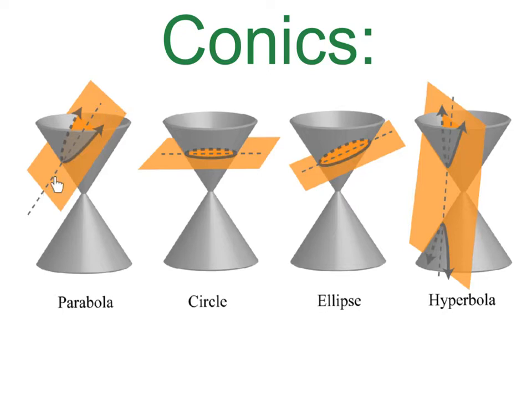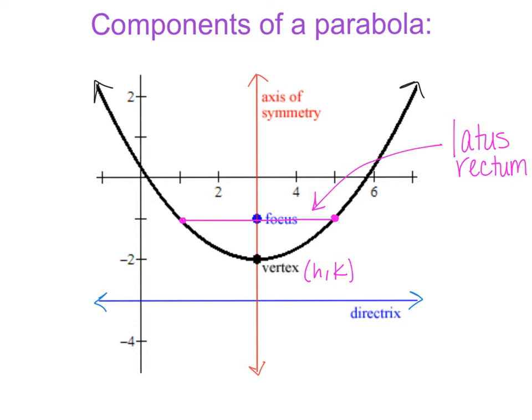If you slice it at this angle, you're going to get this kind of curve here, which we know can be expressed in the form of a quadratic equation. Every parabola, no matter how it opens, whether it's up or down or to the right or to the left, no matter where it is on the XY axis, has the same five components: a vertex, a focus, an axis of symmetry, a directrix, and something called the latus rectum.